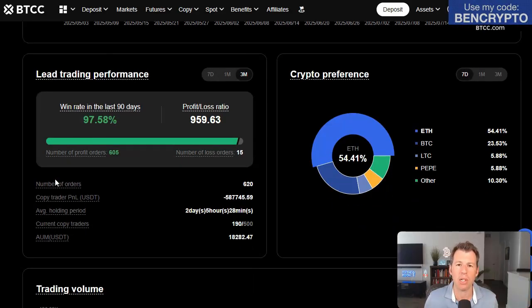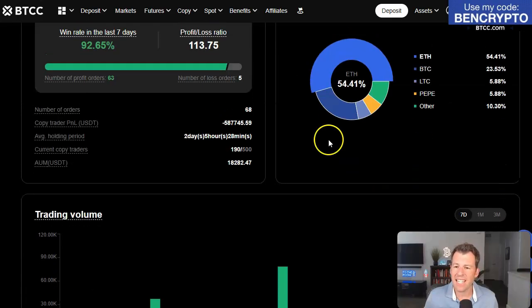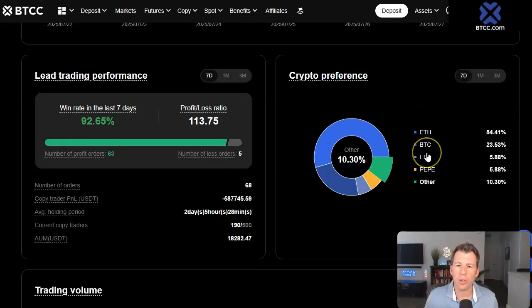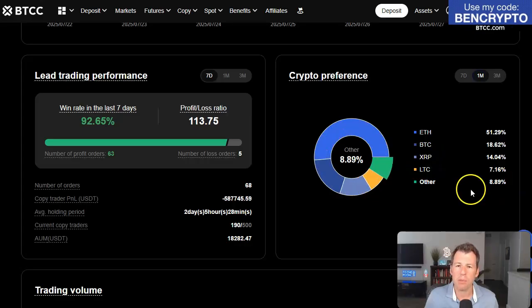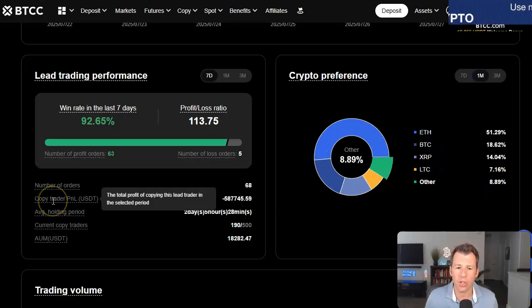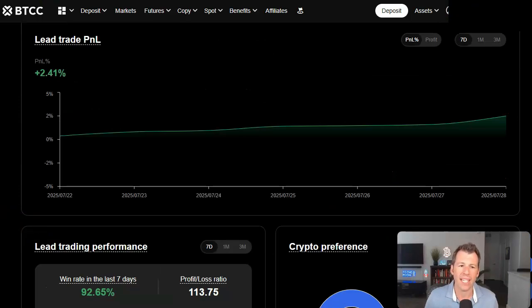So this could still be good. If I'm just putting a fixed percentage of my portfolio in each of the trades of them, then I would clearly be in profit. Another thing I like about Invictus is that he has a very diversified portfolio. He's opening and closing positions in Ethereum, Bitcoin, Litecoin, Pepe. He's got some XRP, and then he has a bunch of other coins in the other category. So he has a diversified portfolio, meaning all his gains are not just from one coin he is trading.